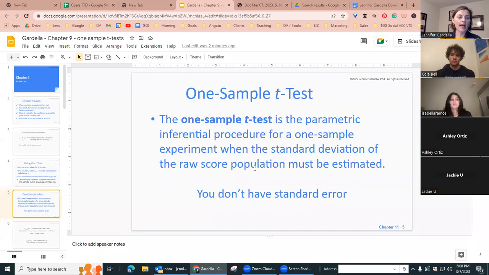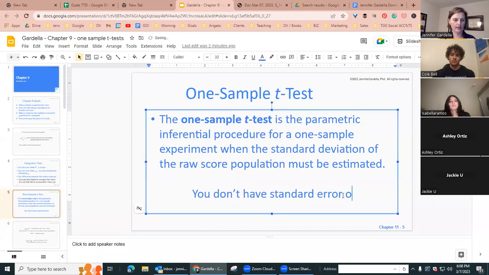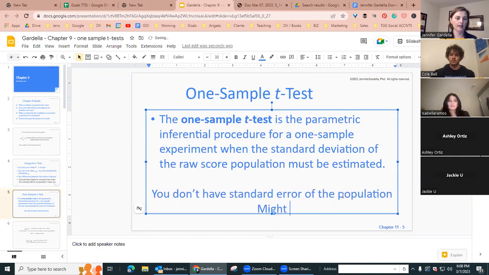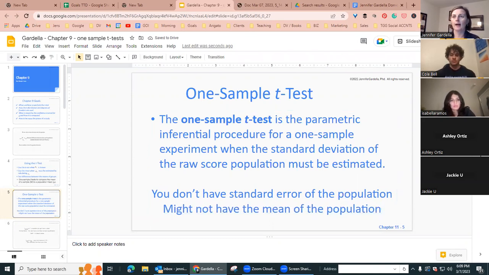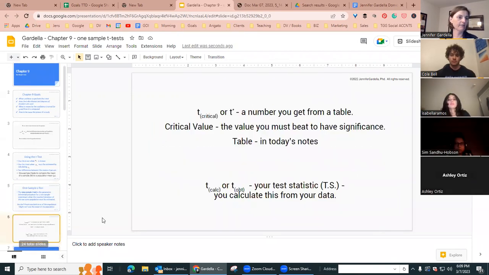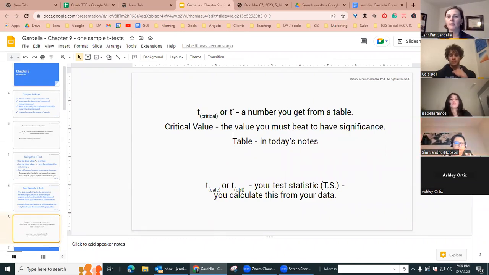So again, you don't have the standard error of the population. And you might not have the mean of the population. So we know that we don't have enough information. We absolutely need the t-test. And I realized this was a little confusing, so I'm spelling it out here.